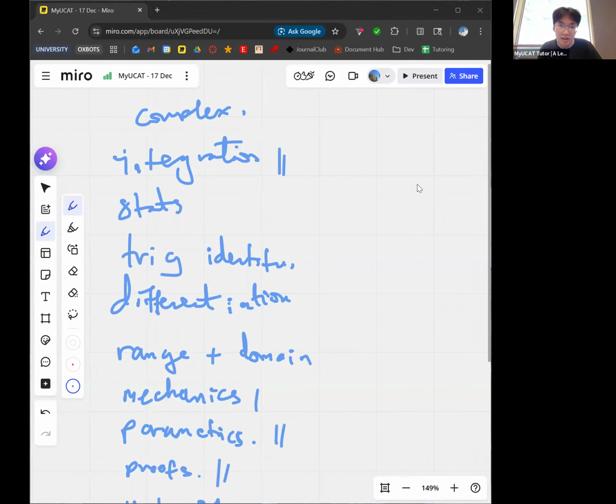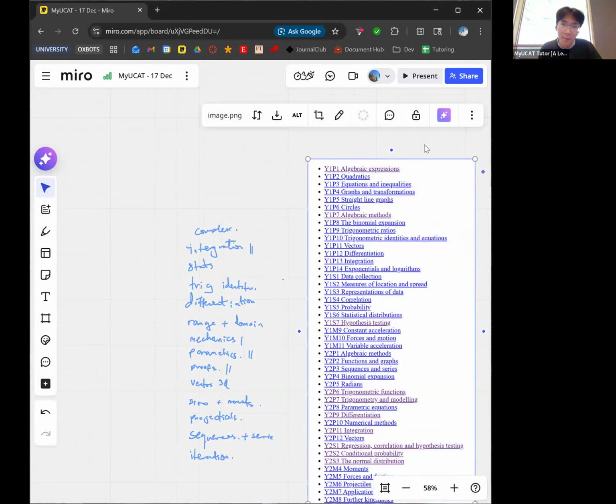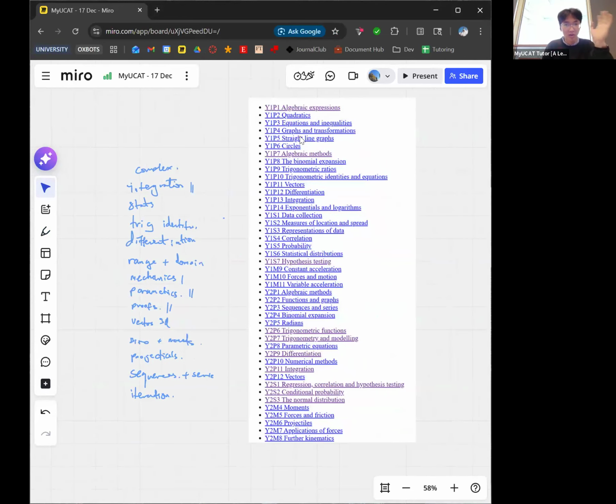So this is the list of topics. And the first year one stuff is relatively fine. The thing that kind of gets people is probably circles. I know some people find difficulty with circles, and also with algebraic methods. I know that some students struggle with range and domain.